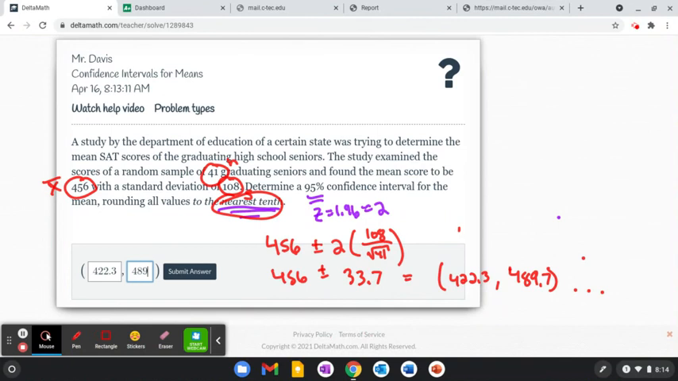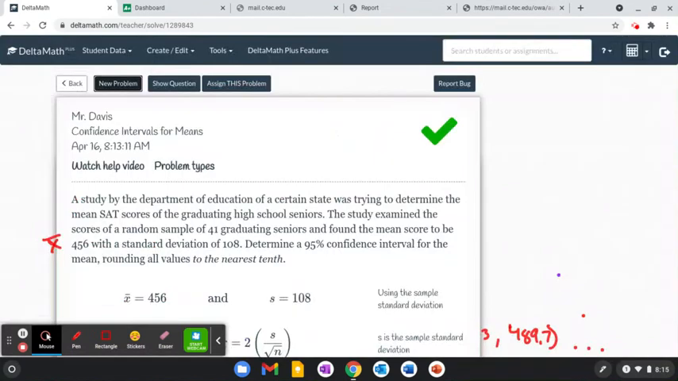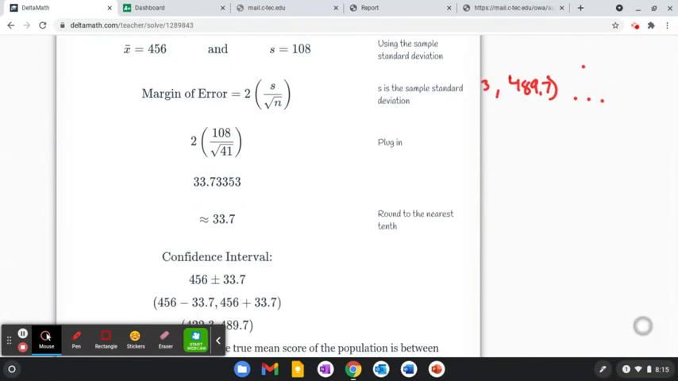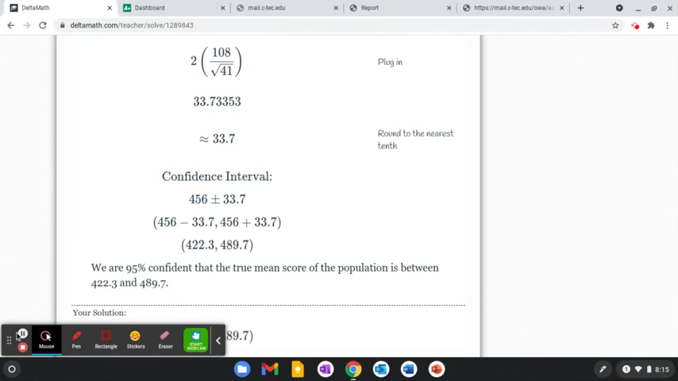So all of these Delta Math problems are very similar to this. Hopefully it shouldn't be too confusing. As we do some book problems in the next section, those will get a little bit more challenging. But this will be a good foundation of the process we're doing here: identifying x bar, s, and n, and then basically plugging it in, adding and subtracting. So let me know if you still have questions, and good luck.